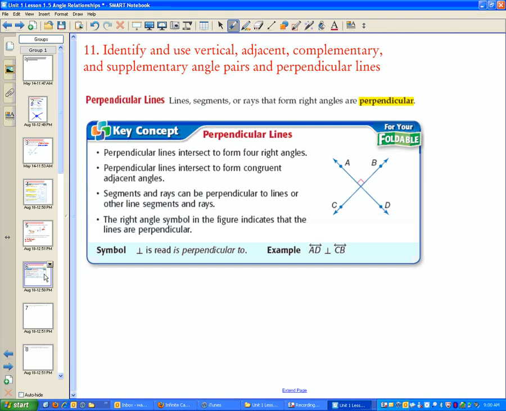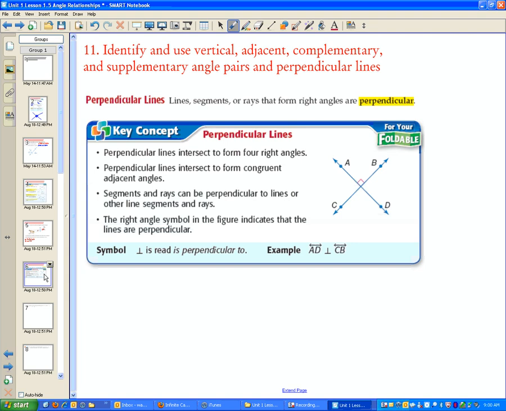Perpendicular lines. Okay, I know I started this, but let's get back to geometry. Lines, segments, or rays. So, lines or parts of lines that form right angles are perpendicular. We generally say perpendicular lines, even if we're dealing with segments instead. And I'm okay with that.